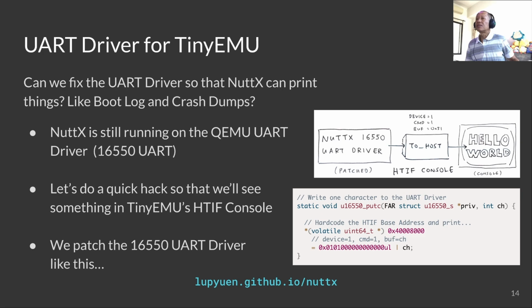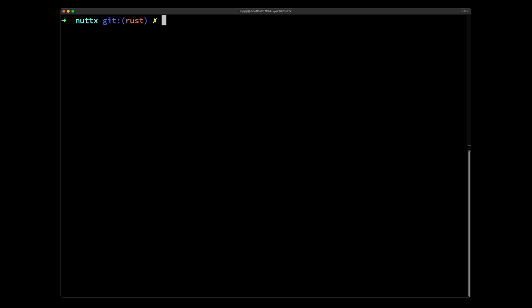Okay, our NuttX boot code is printing something in RISC-V assembly. What about the UART driver in NuttX? Can we print the boot log and crash dumps? Remember we took NuttX from QEMU RISC-V, which runs on 16550 UART driver. Let us do a tiny tweak so that we will see something in TinyEMU's HTIF console. We patch the 16550 UART driver like this to make it print to HTIF console.